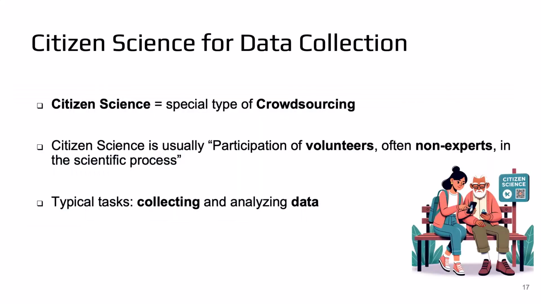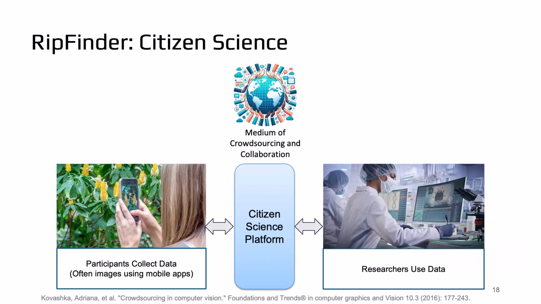Then coming back to citizen science, which is, of course, one of the focus of this talk. And citizen science is always useful. It's a special type of crowdsourcing where volunteers or non-experts or interested people would help a scientific project. And in most of the cases, the help is done by collecting data or even analyzing data. That is what we want to use for the RipFinder app.